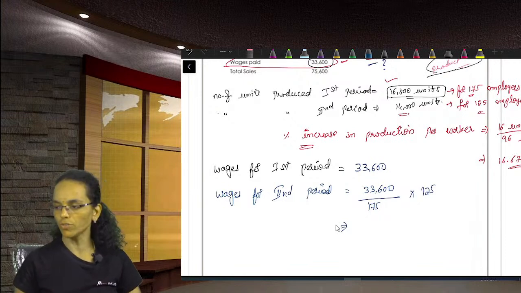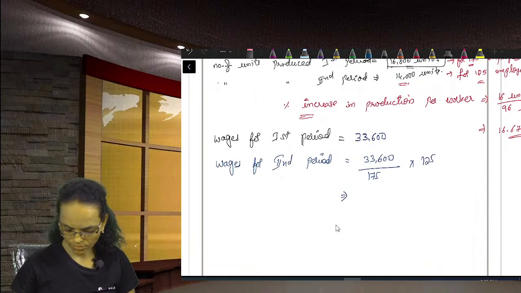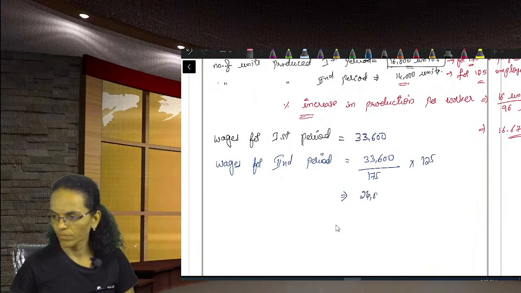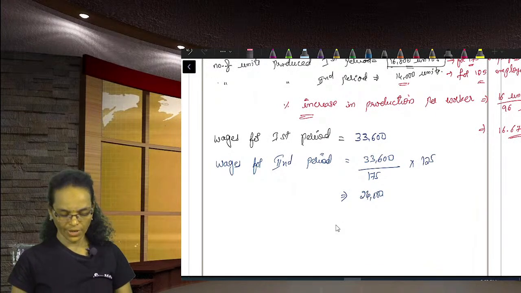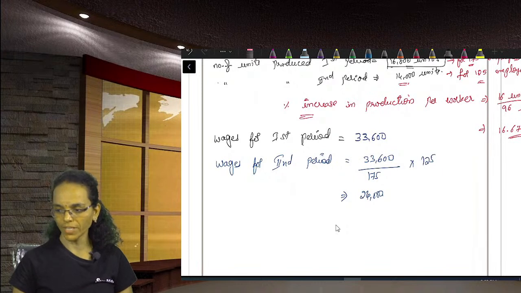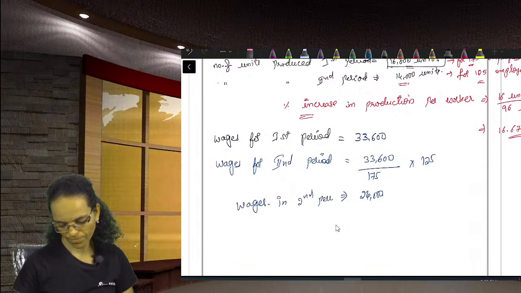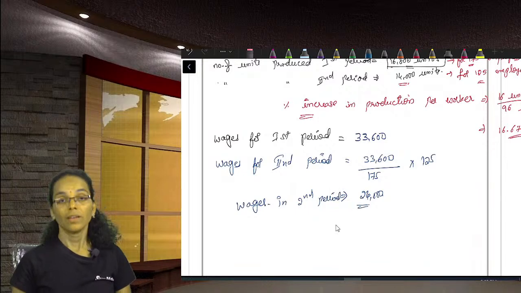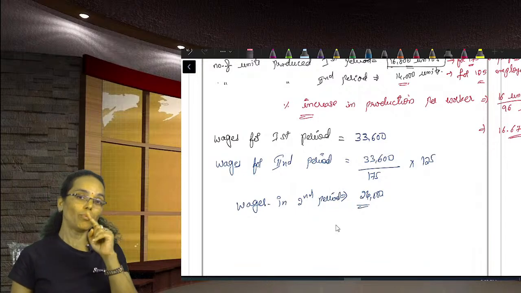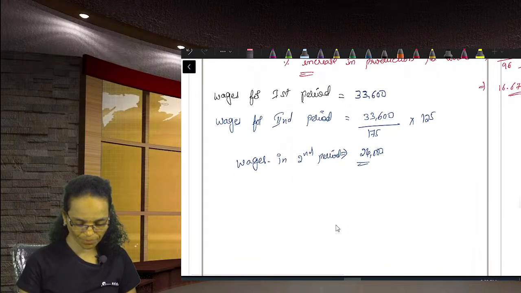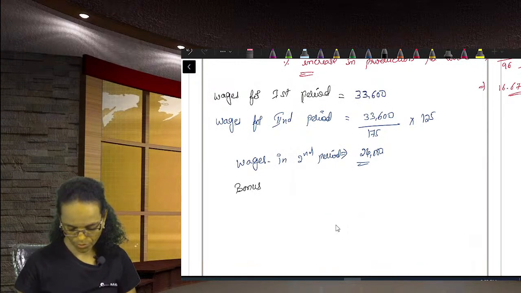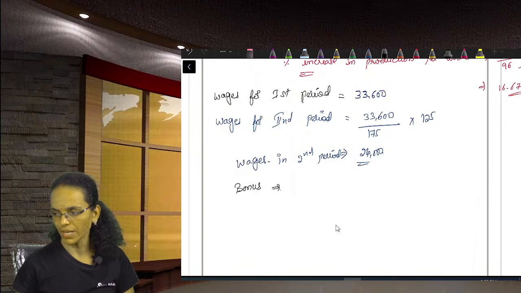That is 24,000 rupees. 24,000 rupees is the wages we need to pay, wages in the second period. But we need to pay bonus also. Bonus is calculated.